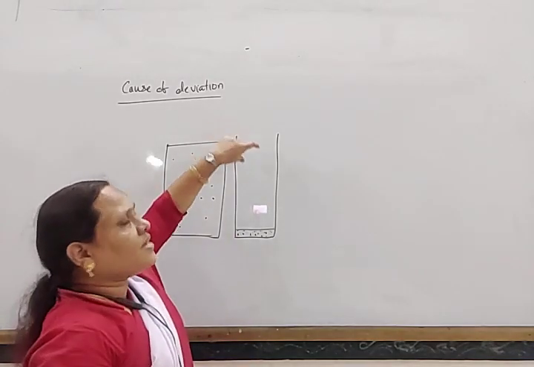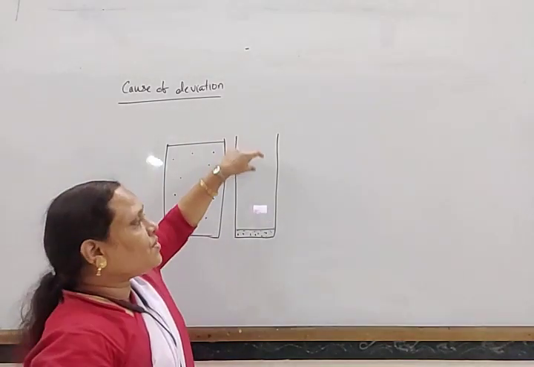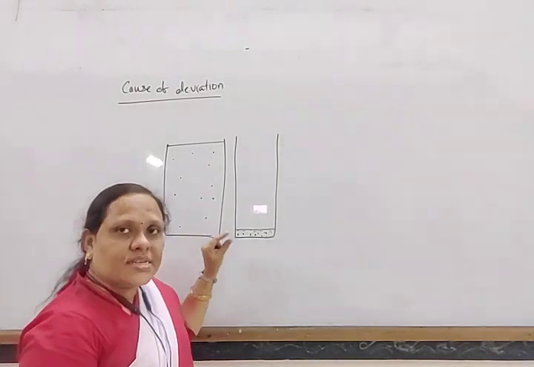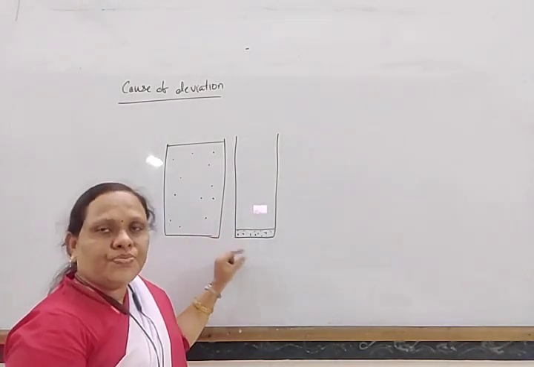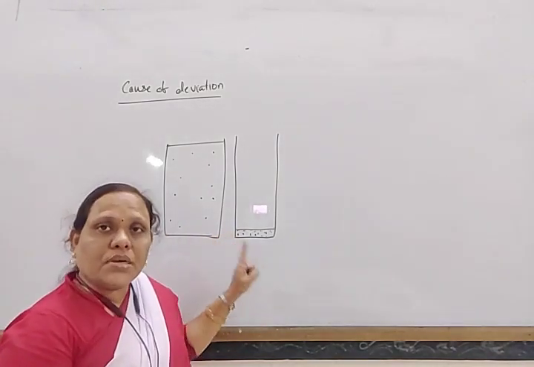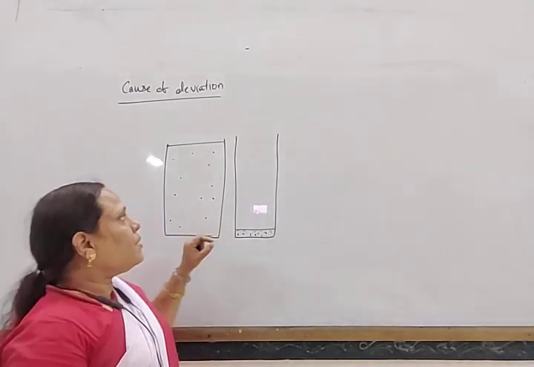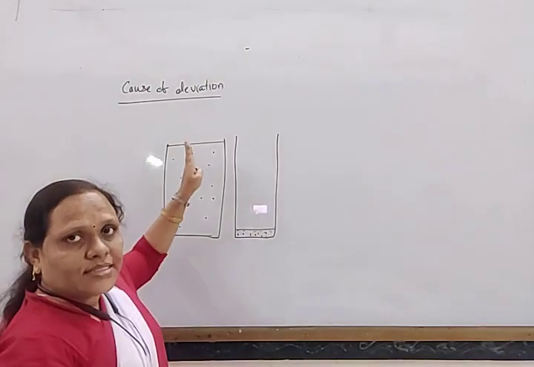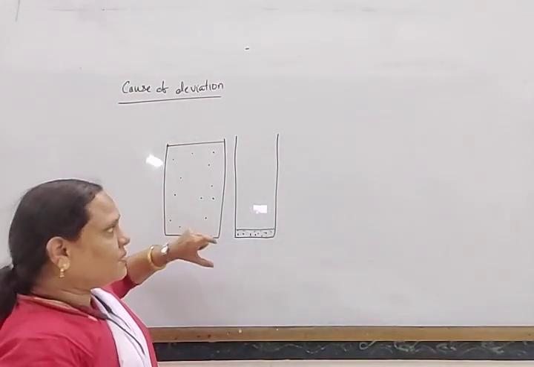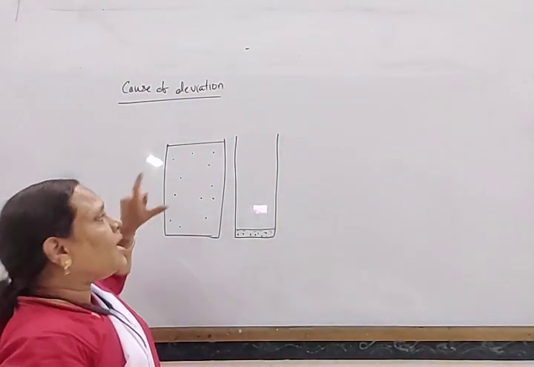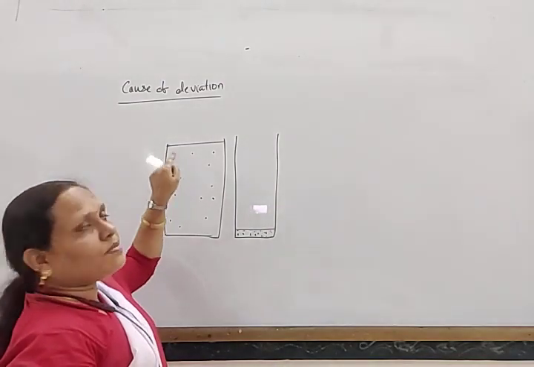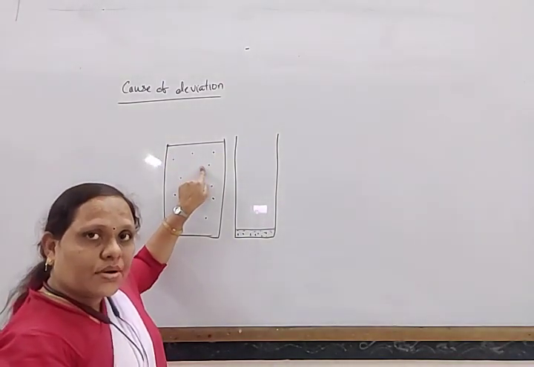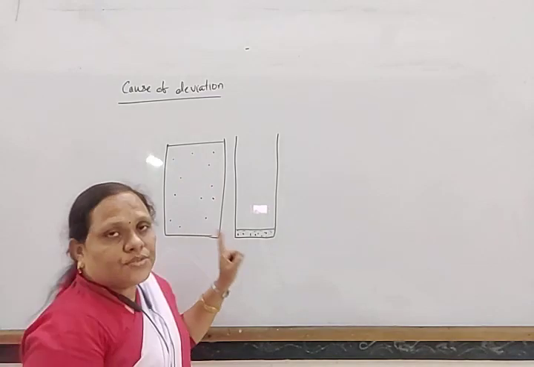So if the pressure is high, the volume is less, and at that less volume, we cannot neglect the volume of a gas molecule. But when the pressure is low, then the volume is large. When the pressure is low, that means the volume is large, and at that time we can neglect the volume of a gas molecule. So this is one point.